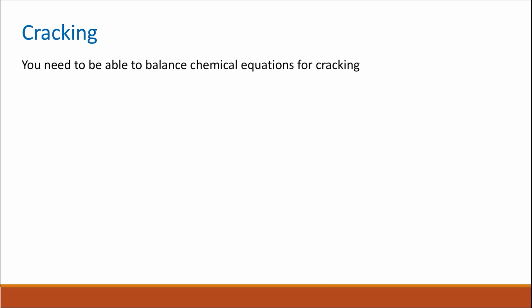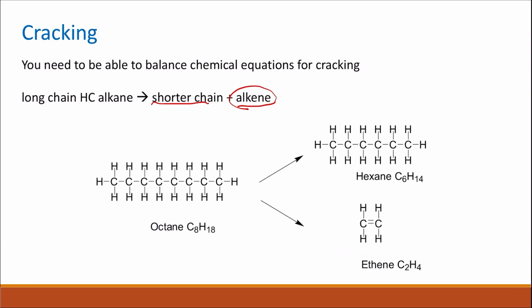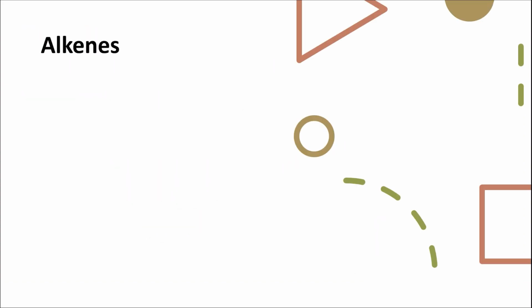You need to be able to balance the chemical equation for cracking. A long chain alkane will give you a shorter chain alkane and a smaller alkene. Alkenes are unsaturated hydrocarbons which have a double bond. So if you have octane, which has 8 carbon atoms, it can be broken down into hexane with 6 carbon atoms, and ethene with 2 carbon atoms, which is the alkene.